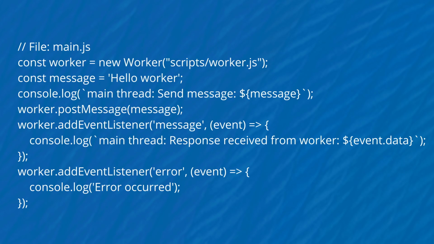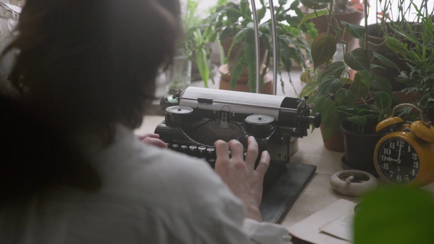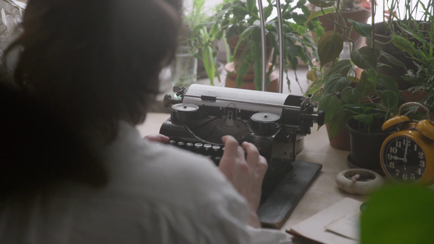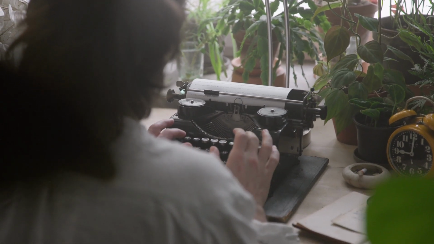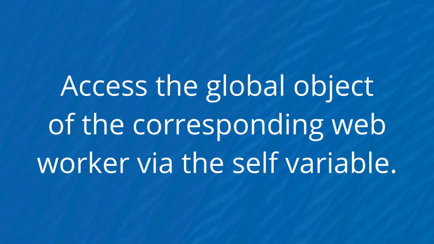To create a WebWorker, use the worker constructor function, as shown in this listing. You pass it the name or path to the script to be executed by the WebWorker as a parameter. To send messages from the main thread to a WebWorker, use the postMessage method, passing any JavaScript object as a message as a parameter. To receive a message on the WebWorker side, you have to register a corresponding event listener for the message event or alternatively define the onMessage event handler. To do this, you access the global object of the corresponding WebWorker via the self variable.